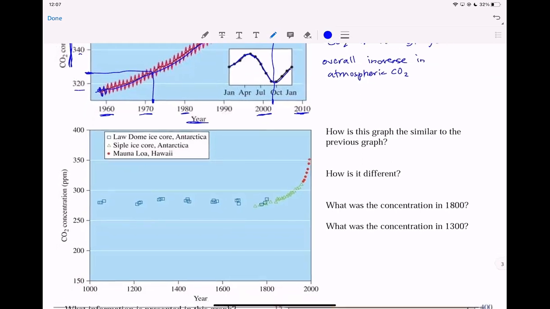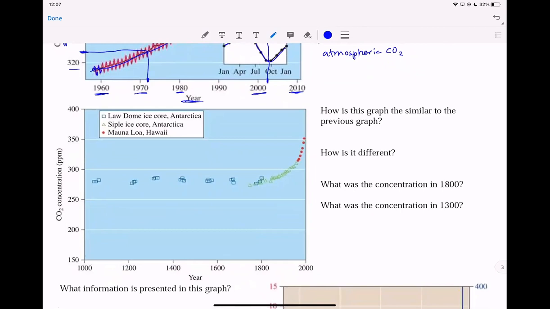And so that, though, getting back to the carbon dioxide concentration, this was just one of the measurements you can take, is the actual measurement of carbon dioxide gas in parts per million. So it's still carbon dioxide concentration in parts per million. But it goes further back in time. And how were they able to go further back in time? Using the ice core data.